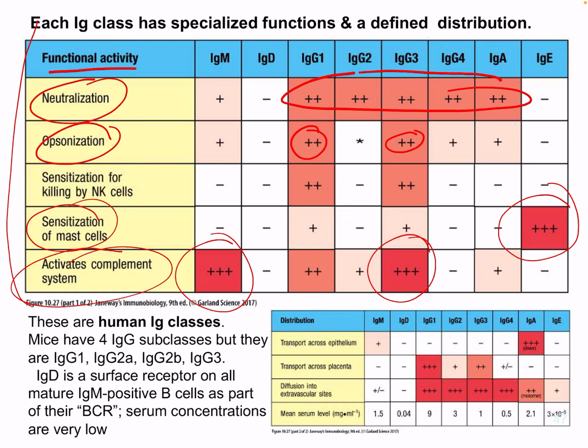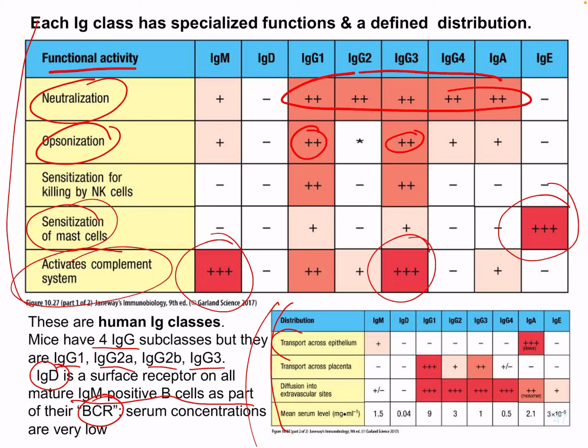So these are the human immunoglobulin classes, compared with the mice, which is down here. Mice have 4 IgG subclasses: IgG1, 2A, 2B, and IgG3. IgD is a surface receptor on all mature IgM-positive B cells as part of their B cell receptor. My mistake, this is just other variables if you want to look at them.